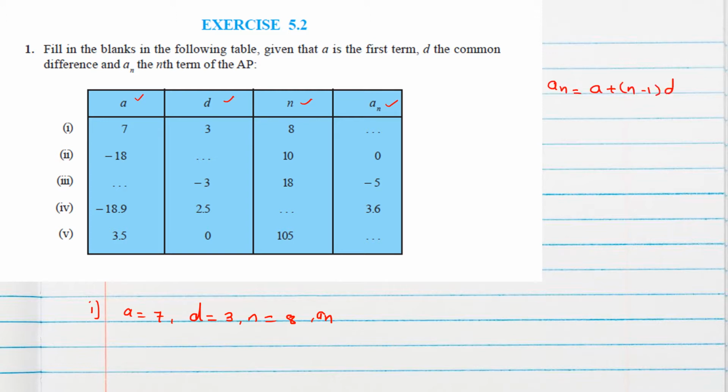So we'll substitute all the values: 7, n is 8 minus 1, that is a_8 we should find, and d is 3. So 7 plus 7 into 3, so 7 plus 21, so 28 will come. So here we can write 28 is the answer.